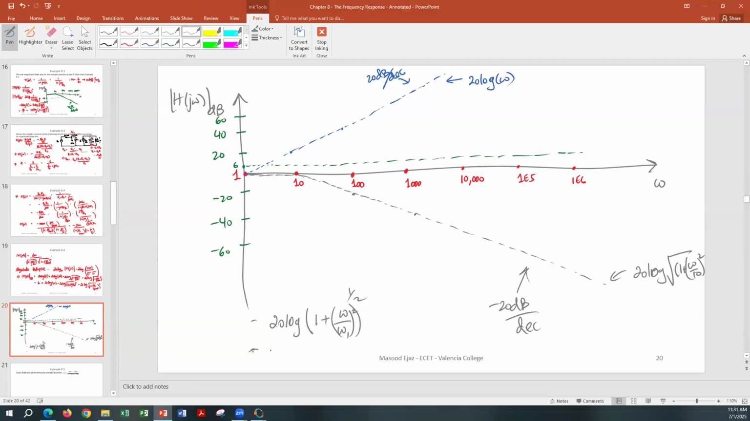So that's going to become 10 log of 1 plus omega over omega 1 squared, and then you apply the approximation as long as it is less than omega 1. As soon as it becomes greater than omega 1, then you drop the 1. So it's going to be omega over omega 1 squared, and then this 2 is going to come here. Right?